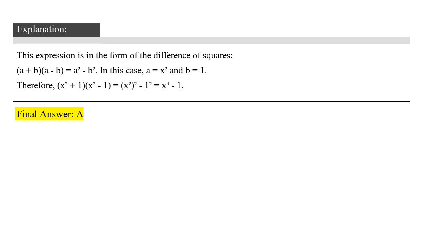This expression is in the form of the difference of squares, (a plus b)(a minus b) equals a superscript 2 minus b superscript 2. In this case, a equals x superscript 2 and b equals 1. Therefore, (x superscript 2 plus 1)(x superscript 2 minus 1) equals (x superscript 2) superscript 2 minus 1 superscript 2 equals x to the fourth minus 1.